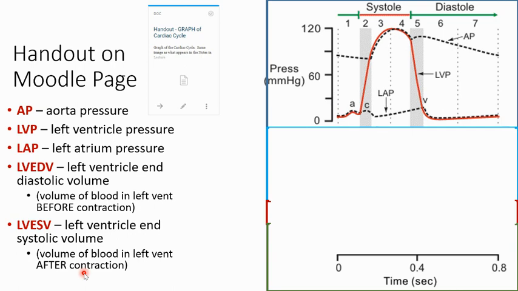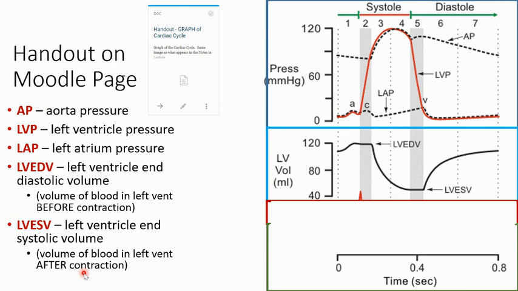And believe it or not, when the heart beats and the ventricles contract and push blood out, not all the blood is actually leaving the ventricle. It doesn't push 100% of the blood out of the ventricle. Some of it stays in the ventricle. So how much is still in that ventricle after contraction? That's what the left ventricular end systolic volume is talking about.